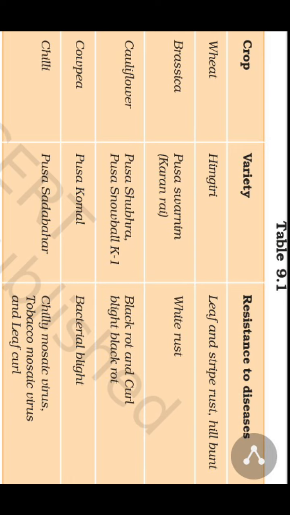So, on the right side, all the diseases can be controlled, can be tolerated, by the varieties in the middle of the table. The crop is on the left side, given in another column. Understand? Hope you understood this table. It is a very important table, students. Please read it. If possible, learn it. If that is not possible, at least memorize it by heart. Such an important table it is.